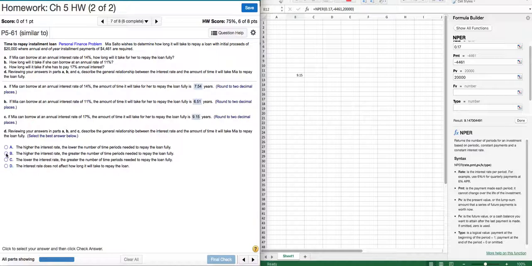B says the higher the interest rate, the greater the number of time periods needed to repay the loan fully. That definitely sounds correct. Just looking at the other two, the lower the interest rate, the greater the number of time periods needed to repay the loan. That's not true, because the lower the rate, then the lower the number of years it takes to pay back the loan. And then in part D, the interest rate does not affect how long it will take to repay the loan. So that's clearly not accurate. So the answer is B.